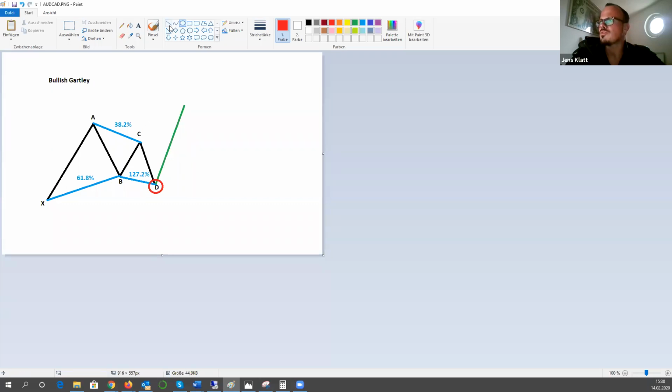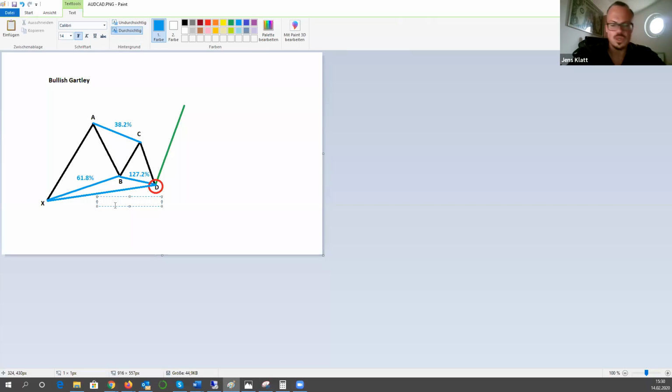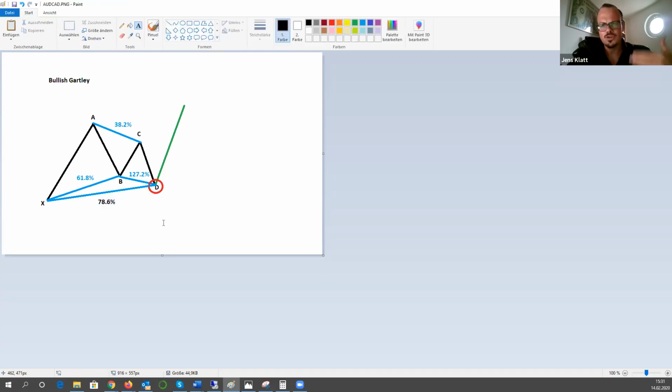And by the way, we can also do one final thing. We can also say that this number here is 78.6% of the initial move. So it's forbidden for D to dig lower than X, which is something you might have heard in Elliott wave theory: it's not allowed that after wave 1, a corrective wave 2 digs below 0.1. In this case you have 78.6% from X to D, which means when you take the initial wave X to A and go to this line, you will find D is 78.6% in fact. So this is also how you can get your D in this case.